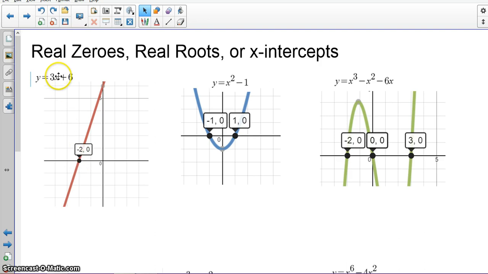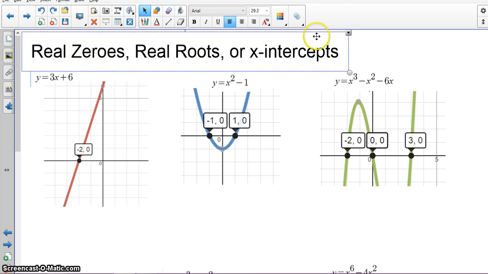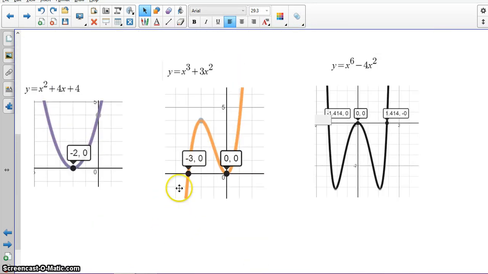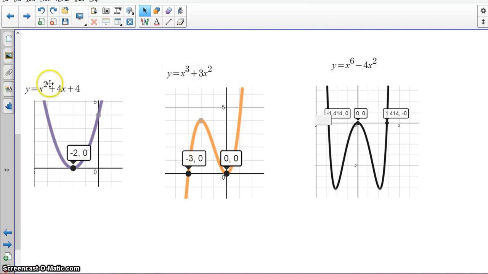One x-intercept for a first degree polynomial, 2 x-intercepts for a second degree polynomial, 3 x-intercepts for a third degree polynomial. That is the maximum number of intercepts they can have. Sometimes we call them real roots, real zeros, x-intercepts. They can have fewer, so here's 3 examples where they actually have fewer than the degree. Second degree polynomial only has the 1. Third degree polynomial only has 2. 6th degree polynomial only has 3. So the degree tells you the maximum number of x-intercepts it can possibly have, and it's possible to have fewer.